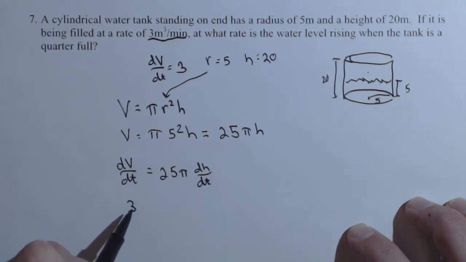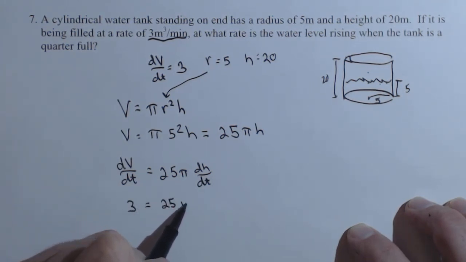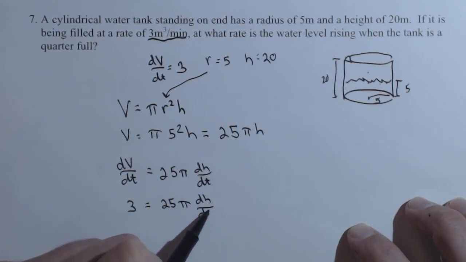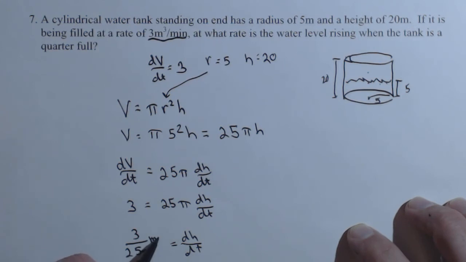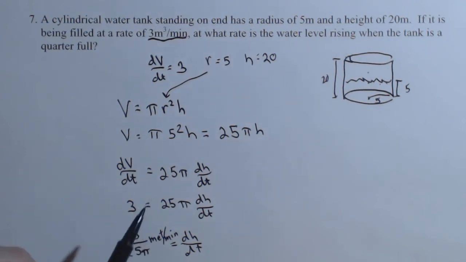And we're going to plug in what we know, which is the 3. And then we have 25 pi dh/dt, and we'll divide to solve for dh/dt. So we get dh/dt equals 3 over 25 pi, and we do want to remember our units. h was in meters, t was in minutes, so this is meters per minute. And again, regardless of what the height is, it's always increasing at that rate, because notice that the relationship between the rates did not depend on anything else, just a constant.